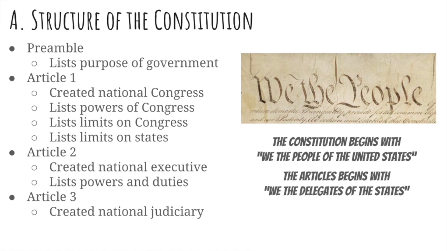Article 1 creates the legislature, the National Congress. It lists the powers of the Congress, the limitations on the powers of Congress, and limitations on the powers of the states. Article 2 creates the presidency, the executive branch, and lists the powers and duties of the presidency. Article 3 creates the national judiciary.